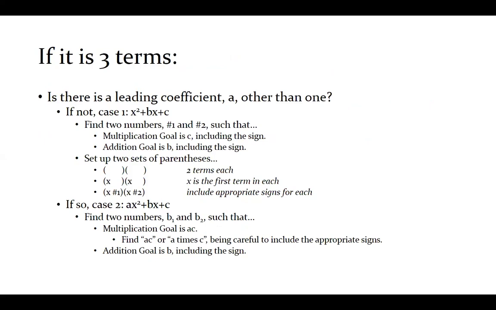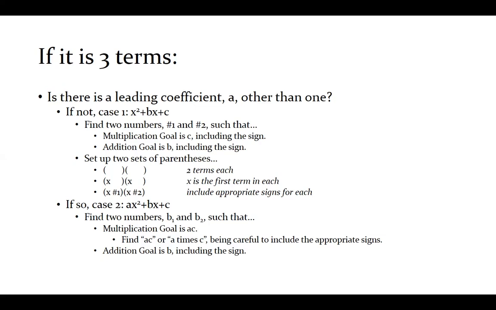And we have to ask ourselves, is there a leading coefficient, A, other than 1? If not, then it is case 1, where it's just x squared plus bx plus c. Not a 2x squared or a negative 4x squared or anything like that. Just a plain old x squared or z squared or t squared, whatever our variable is. And that's the quote unquote easy factoring.